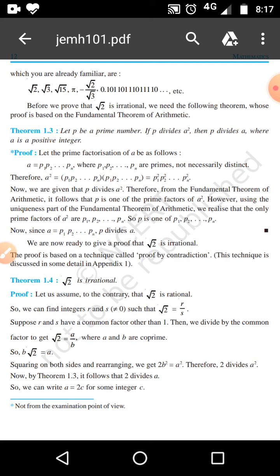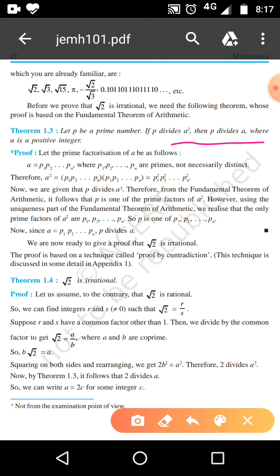After exercise 1.2, we progress to exercise 1.3. Before that, there are some theorems and proofs of irrationality of a number. This is the most important theorem, Theorem 1.3. Let p be a prime number. If p divides a square, then p divides a, where a is a positive integer. Before proving this, we shall first see the application of that particular theorem.